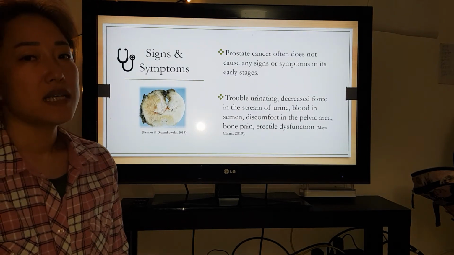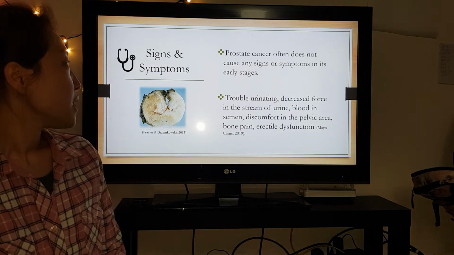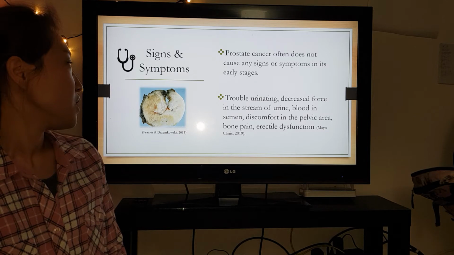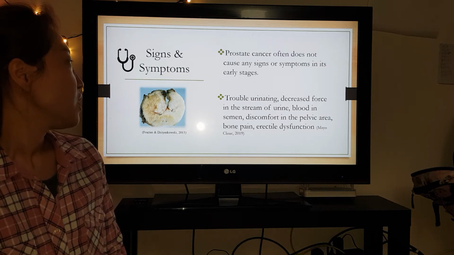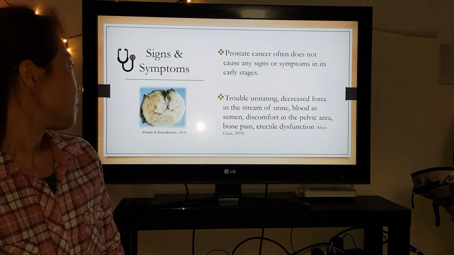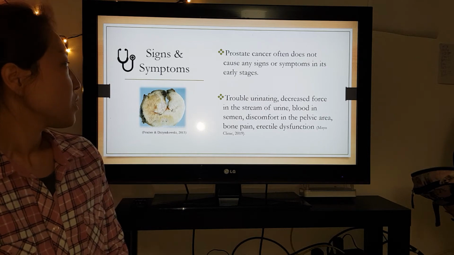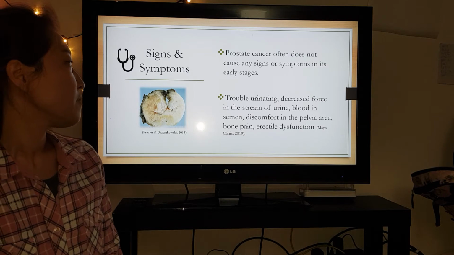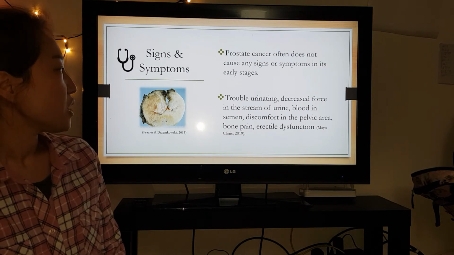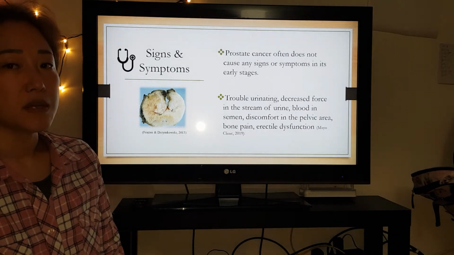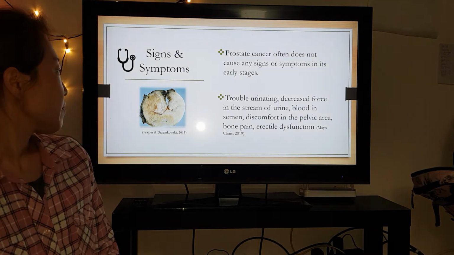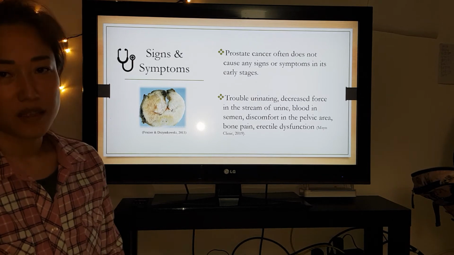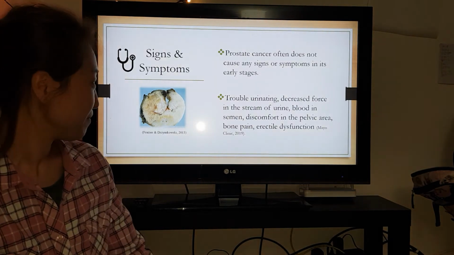Let's talk about signs and symptoms. Prostate cancer often does not cause any signs or symptoms in its early stages. And so the malignancy, trouble urinating, decreased force in the stream of urine, blood in semen, discomfort in the pelvic area, bone pain, and erectile dysfunction are very common symptoms of prostate cancer. This is the prostate cancer tissue. I think this is very gross.